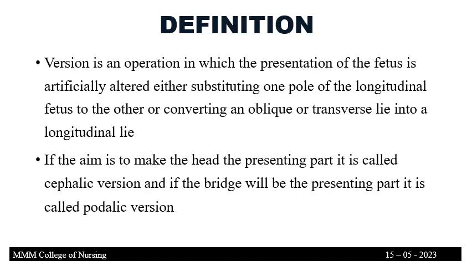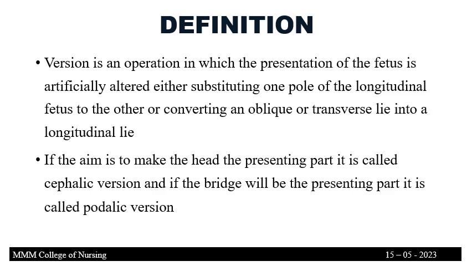First, the definition. What is version? Version is an operation in which the presentation of the fetus is artificially altered, either substituting one pole of the longitudinal fetus to the other or converting an oblique or a transverse lie into a longitudinal lie. So what it says is substituting one pole of the longitudinal fetus means if it is a breech presentation, we can change it to a vertex presentation. So like that, substituting one pole with the other, or converting if the lie is oblique or transverse, we can change it to a longitudinal lie. So that is version. Okay.